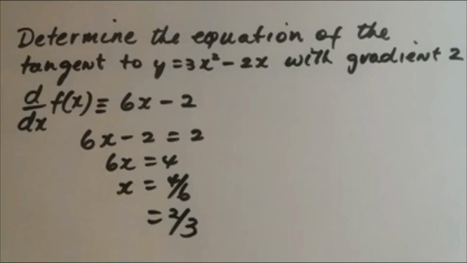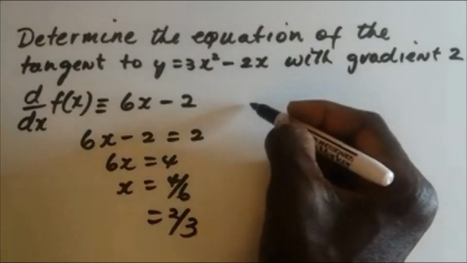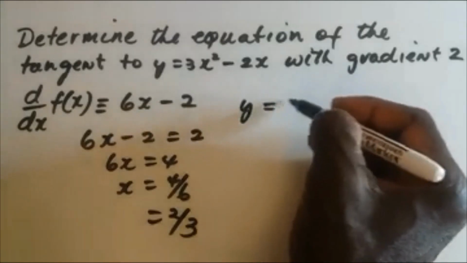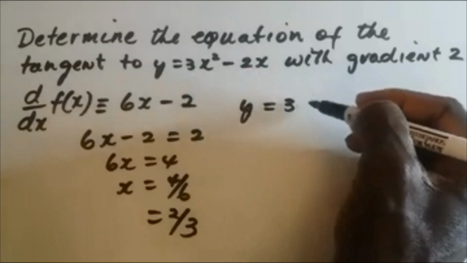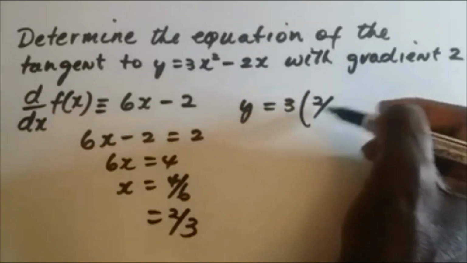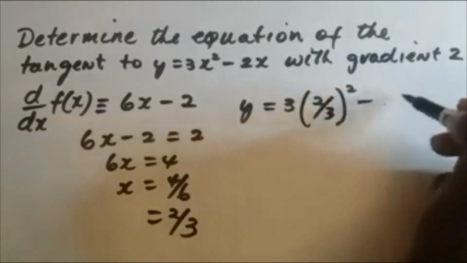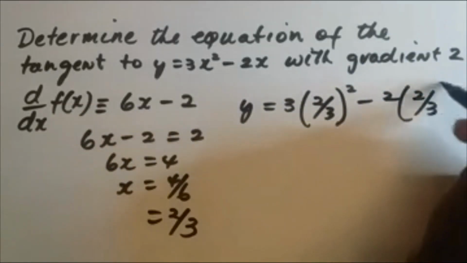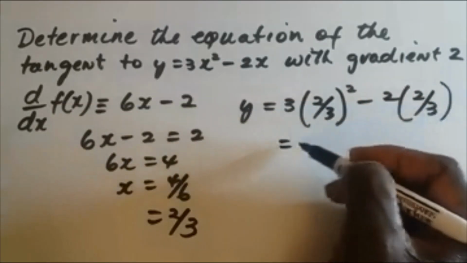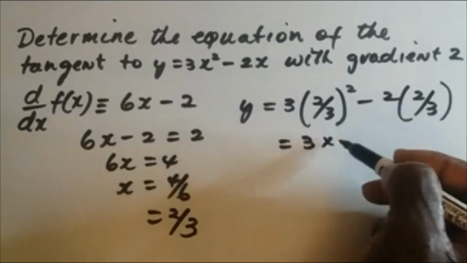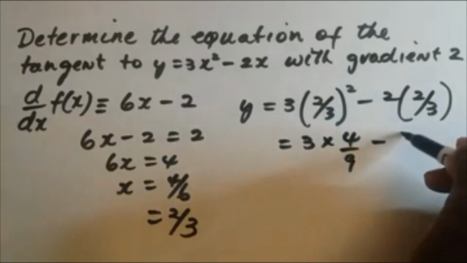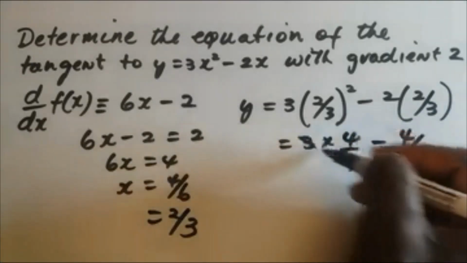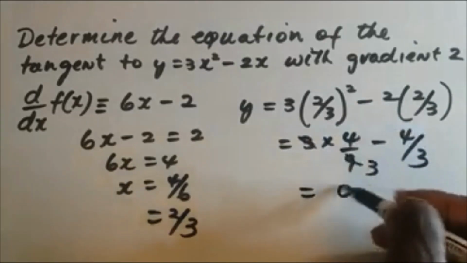Now we can go ahead and find our y coordinates. So y is equal to 3 times 2 over 3 squared minus 2 times 2 over 3, we'll substitute for x into this equation of the curve. And this gives us 3 times 4 over 9 minus 4 over 3, which is 0.